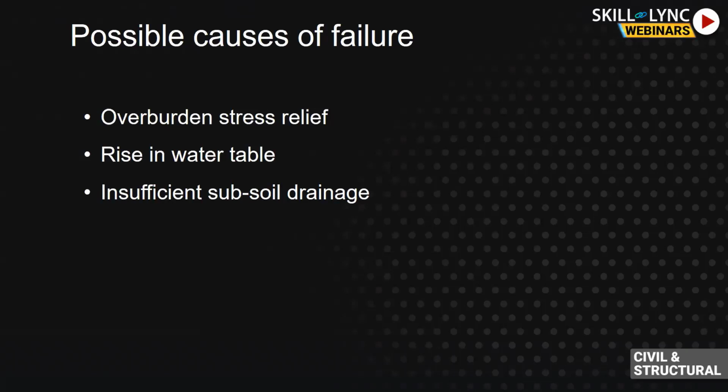And the third is insufficient subsoil drainage. So in the case of a slope, one of the important things we need is to ensure that we do not allow the water table to reach closer to the face of the slope. This might cause a failure of the slope. So in order to avoid that, we should install subsoil drainage pipes so that the water doesn't reach the face of the slope, but just goes through these pipes and flows out.